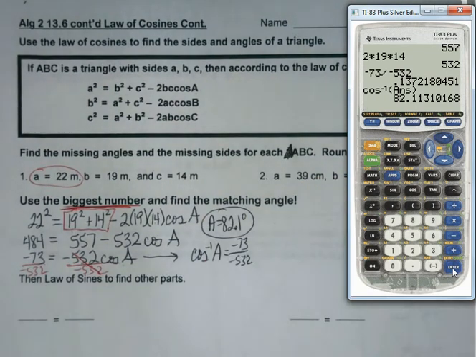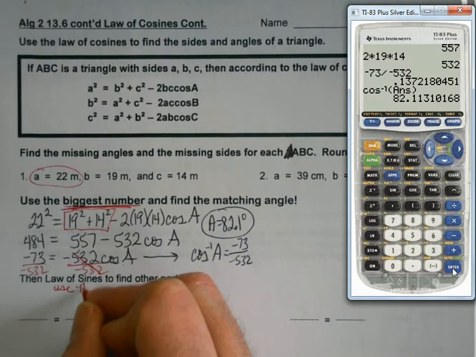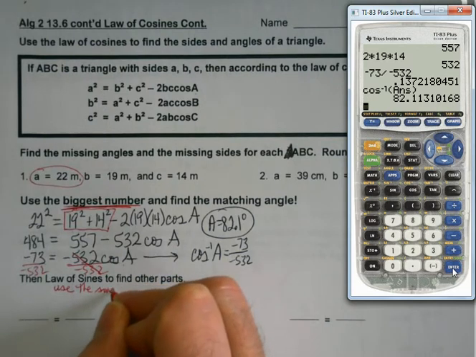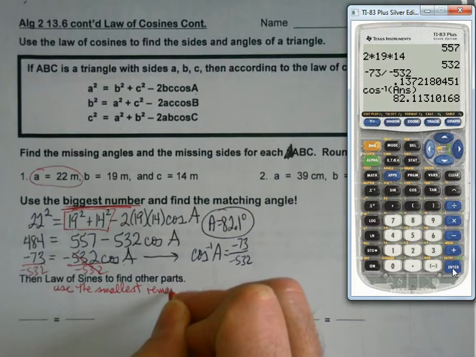Okay, so angle A is 82.1 degrees. Now what we were doing Friday all comes back into play. We're going to use the law of sines to find the other parts. Remember, when you go to law of sines, we're going to use the smallest remaining side.